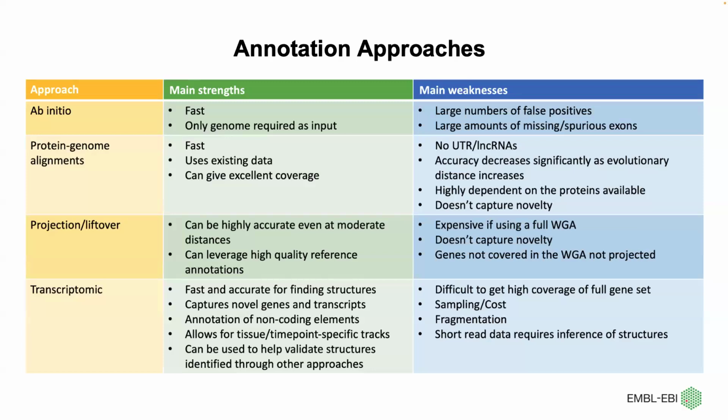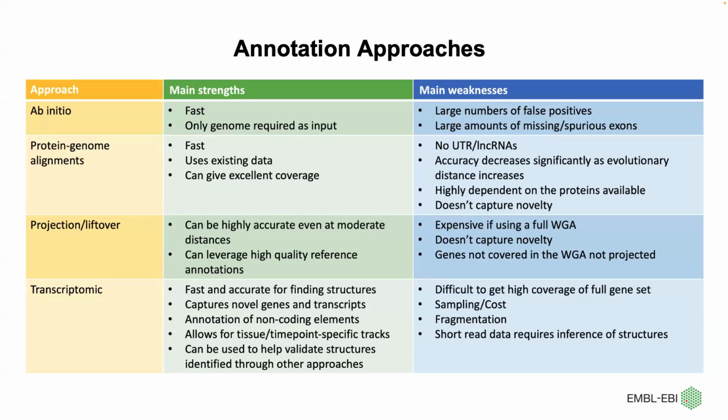The accuracy of these approaches can decrease if the evolutionary distance between the genome that you are trying to annotate and the protein set that you are using is large. And as you can see, this approach is highly dependent on the protein set which is available, and it doesn't really capture any novelty at all.